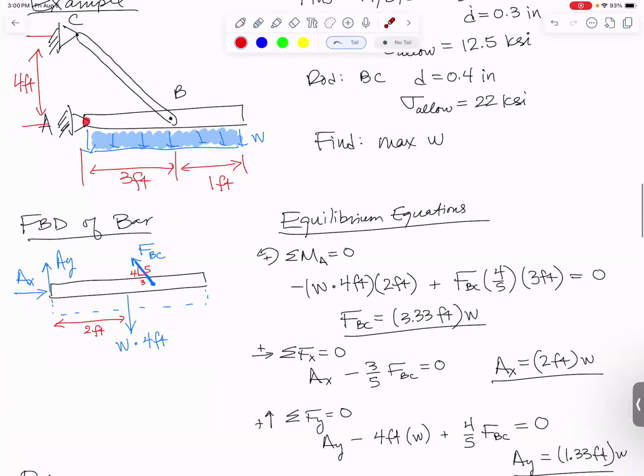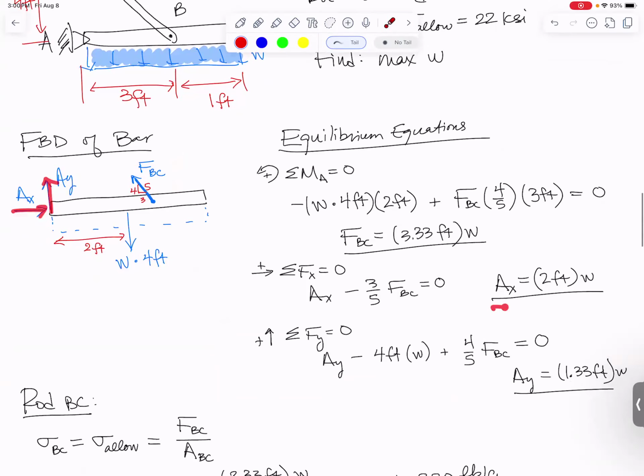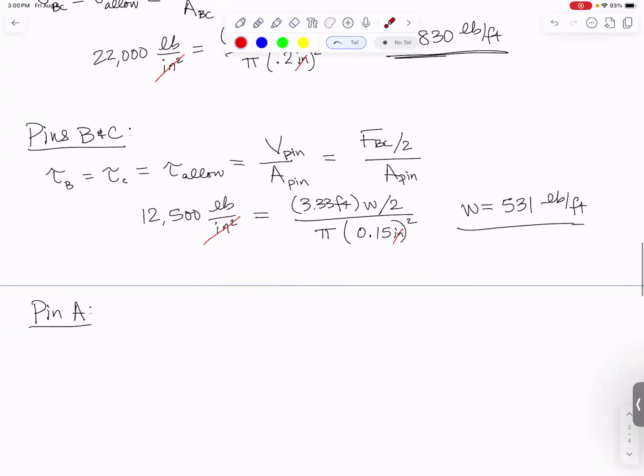Pin A is right there, and we drew this as having an AX and an AY, and then we solved for AX and AY separately. Well, I don't want the force at A in components now. All the pin cares about is the magnitude of the force. How big is it? First thing I need to do for pin A is figure out what the total force on pin A is. That's done using the Pythagorean theorem, AX squared plus AY squared.